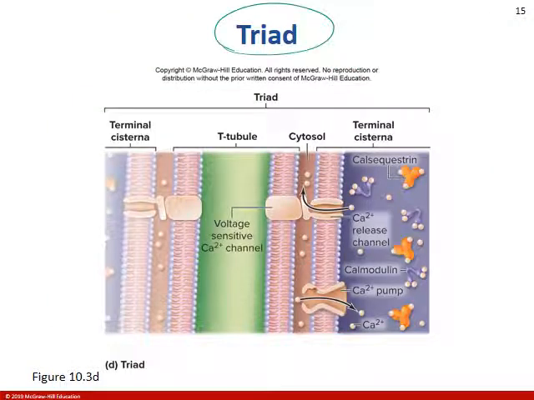Here's a look at a triad. A triad is one T-tubule and two terminal cisternae. Inside the terminal cisternae, we are storing calcium, and we'll learn why in just a second.